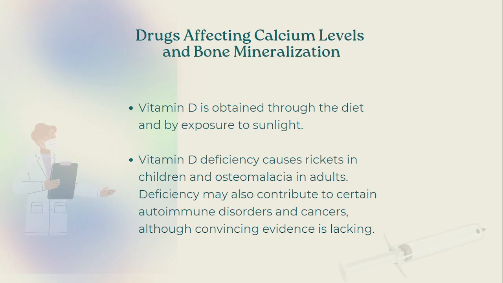Vitamin D is obtained through the diet and by exposure to sunlight. Vitamin D deficiency causes rickets in children and osteomalacia in adults. Deficiency may also contribute to certain autoimmune disorders and cancers, although convincing evidence is lacking.